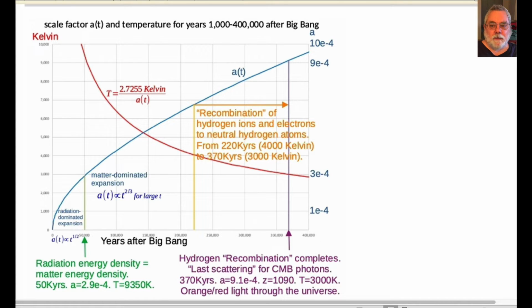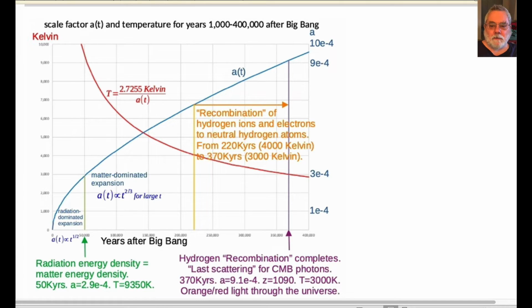Expansion of the universe is dominated by radiation energy density in the early millennia, and the scale factor, the blue curve, with scale at the right, is proportional to the square root of time. Increasing time by a factor of 1,000 increases scale factor by a factor of about 32. However, the energy density of radiation is falling faster with scale factor and time than is the energy density of matter.